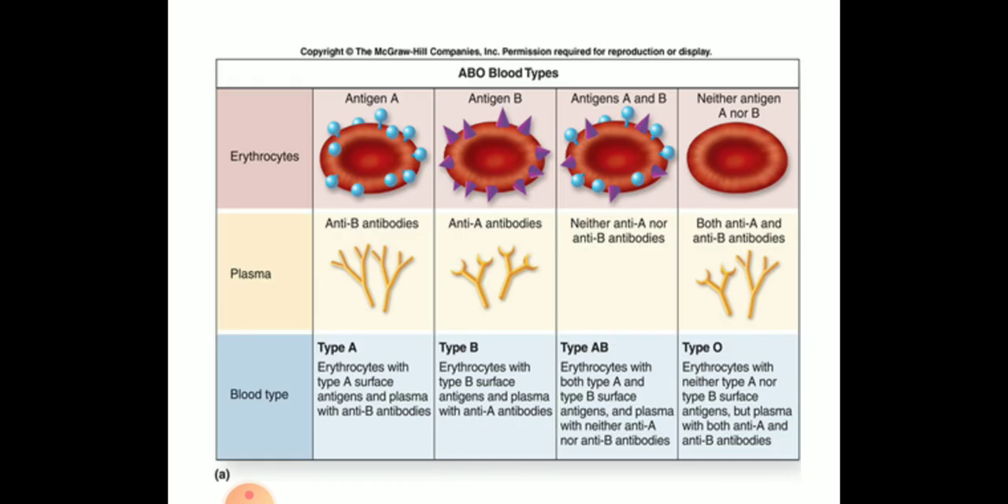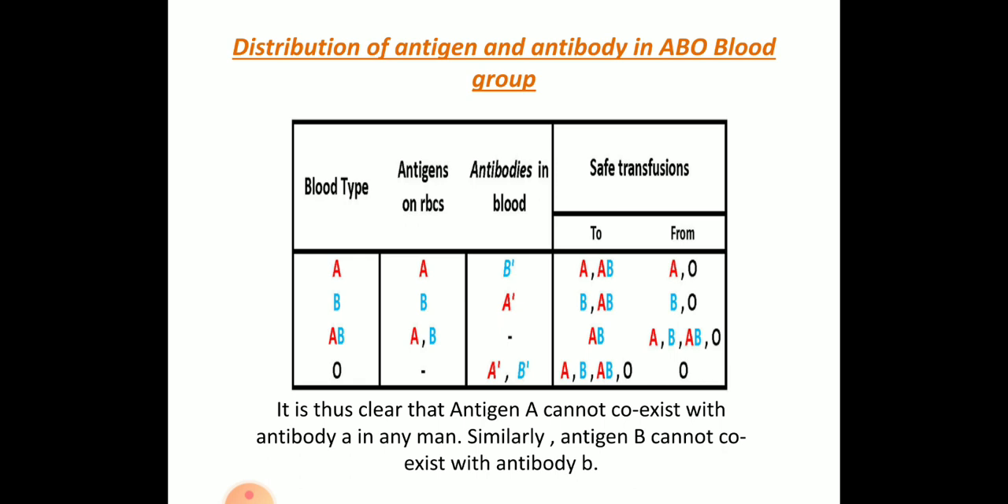This is the explanation of what type of antigens relate to the blood groups A, B, AB and so on, as explained by Landsteiner. This is how the distribution of antigen and antibody in ABO blood groups takes place. For example, the A blood group has antigen A, but what is the antibody? The antibody will be B. So here, transfusion can be taken between the A blood group and the AB blood group, from A and O.